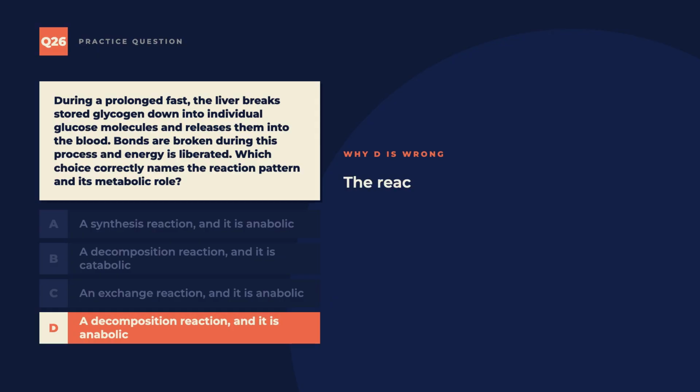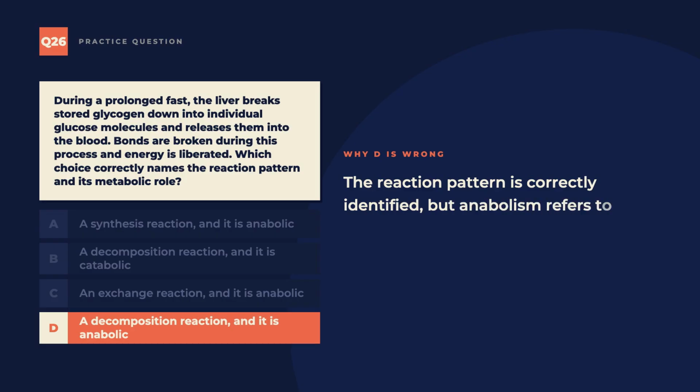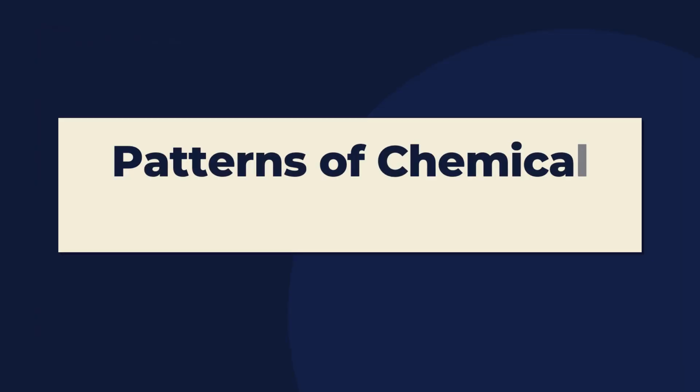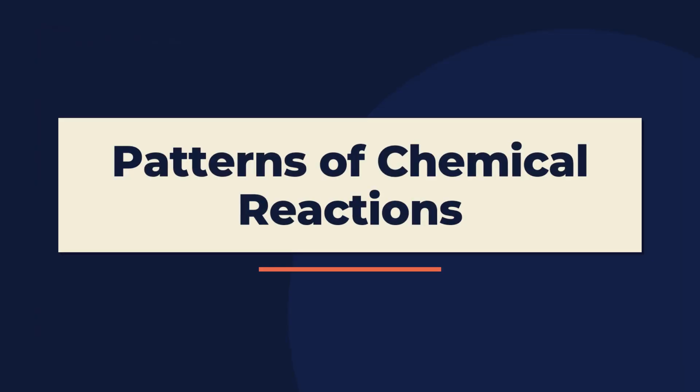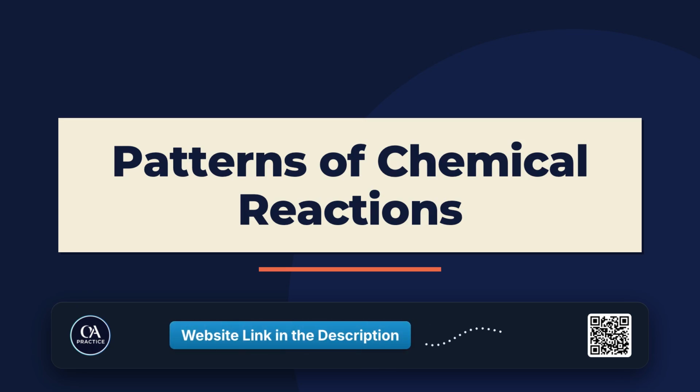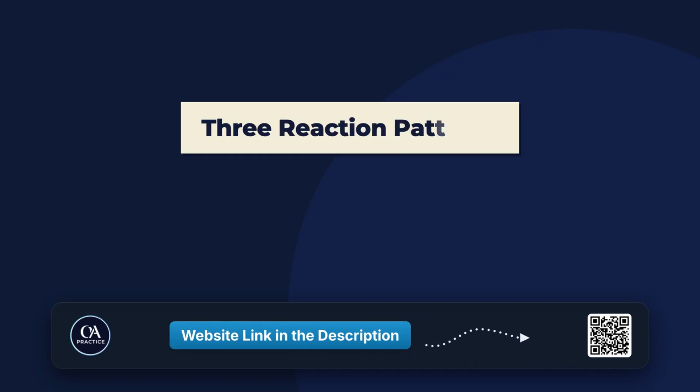D is wrong because the reaction pattern is correctly identified, but anabolism refers to building rather than breaking down. Decomposition reactions are catabolic by definition. Nearly every reaction in the body, from liver glycogen breakdown to glucose storage, follows one of three basic patterns. Learning these patterns matters more than memorizing individual reactions, because the pattern itself predicts how energy flows.